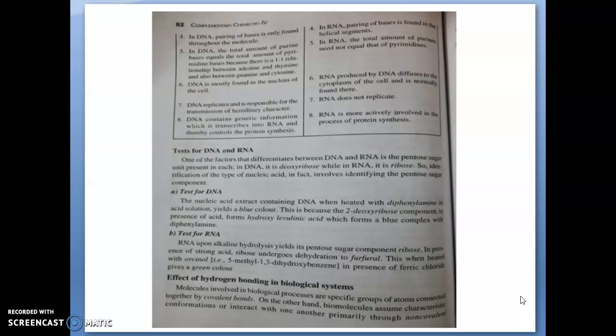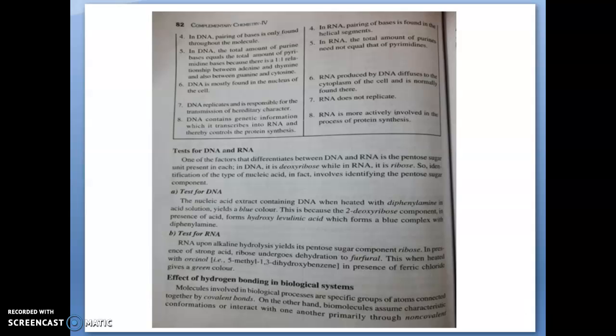Because this 2-deoxyribose, in the presence of an acid, will form hydroxylevulinic acid, which forms a blue complex with diphenylamine. This 2-deoxyribose in the presence of acid forms hydroxylevulinic acid. Then it will form a blue complex with diphenylamine. So we can find out that this 2-deoxyribose unit is present in the nucleic acid extract, so it will be the DNA.